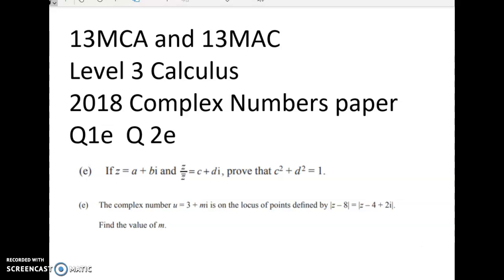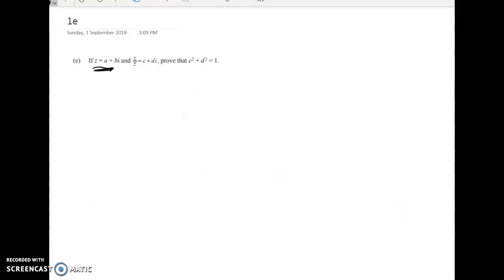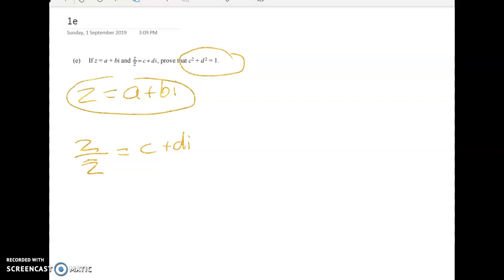The first question is an algebra thing, really. We need to know what the conjugate is, and we need to know how to deal with that, but after that it is pretty much straight algebra. And it goes like this. So we've got z is equal to a plus bi, and we're told that z over the conjugate can be written as c plus di. And we have to prove that c squared plus d squared equals 1. So the obvious place to start is to take this and substitute it in here and see where we end up.